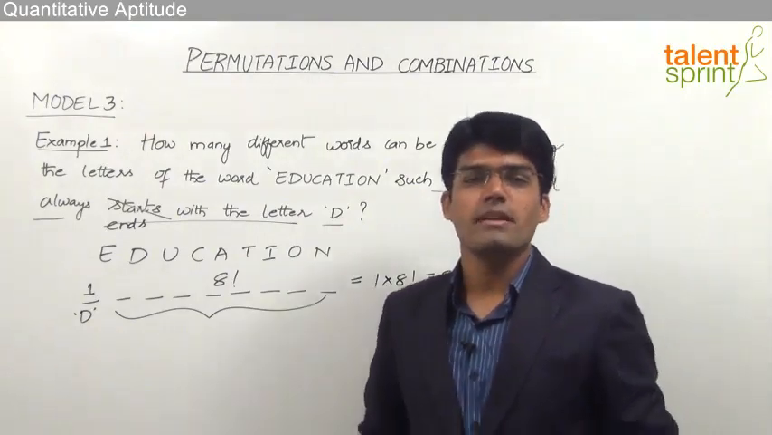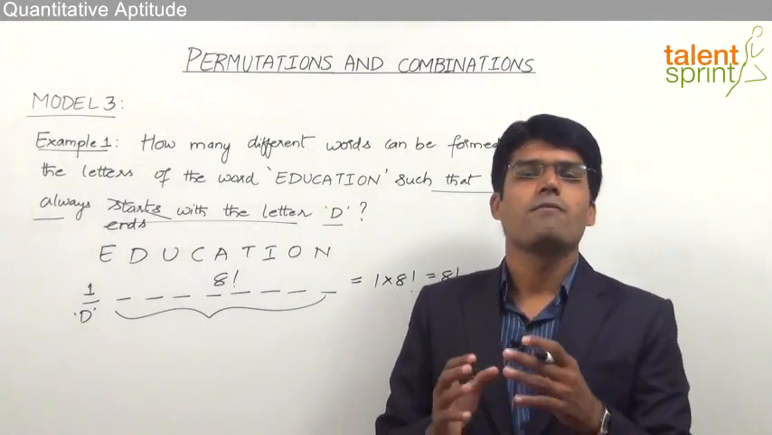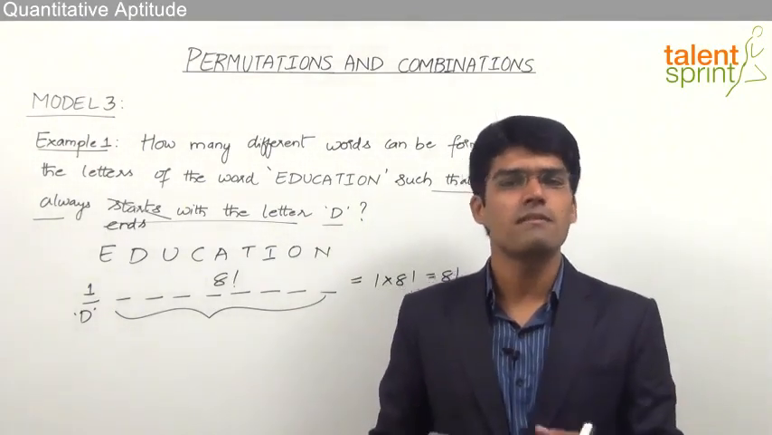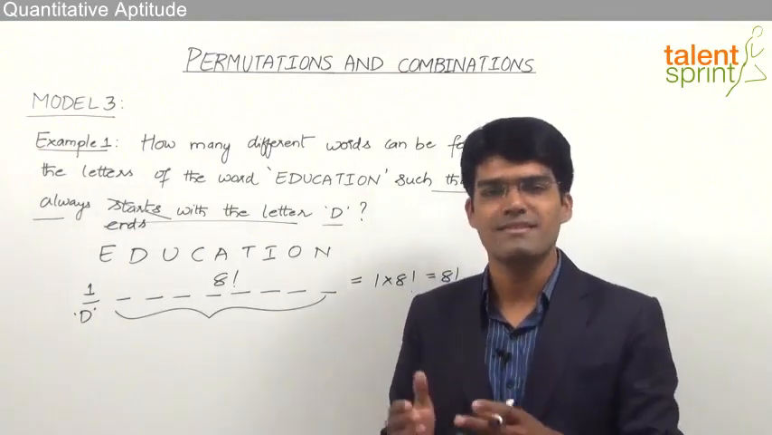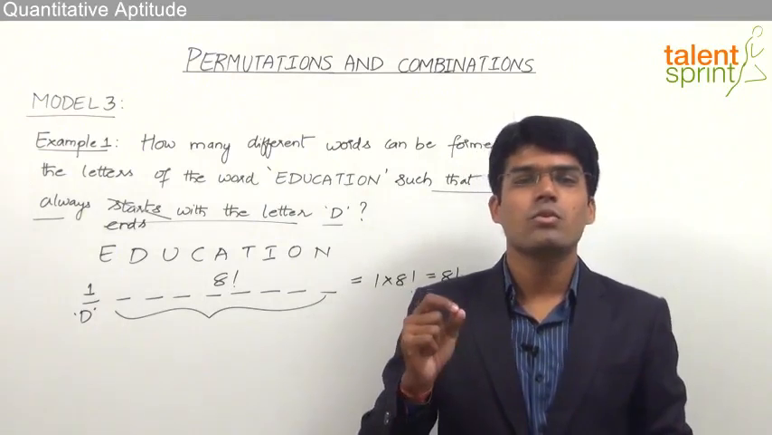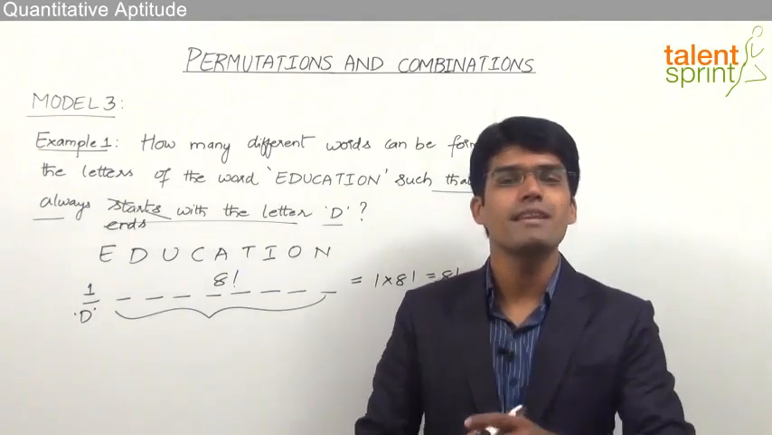A similar type of condition can also be given in case of persons. Let's say we have 5 boys and 4 girls who have to be arranged in a straight line. Now in general, 5 boys and 4 girls, total 9 persons, can be arranged in 9 factorial ways. But let's say the condition says that the row should always start with a particular boy, Amit. That means Amit should always be in the first position.